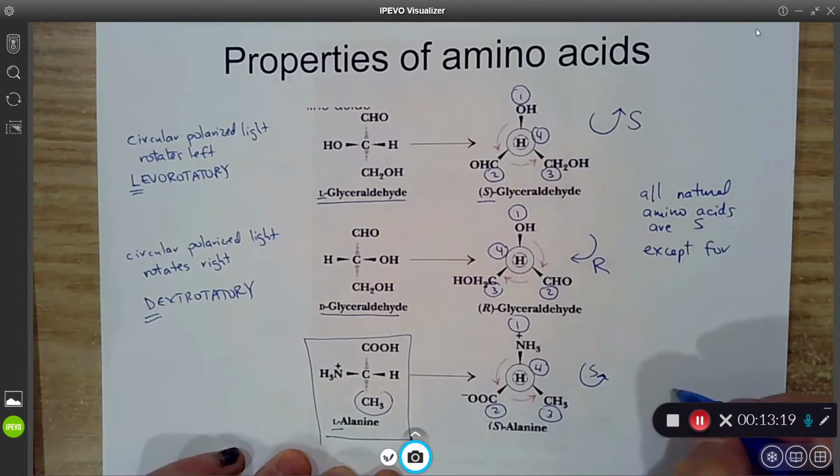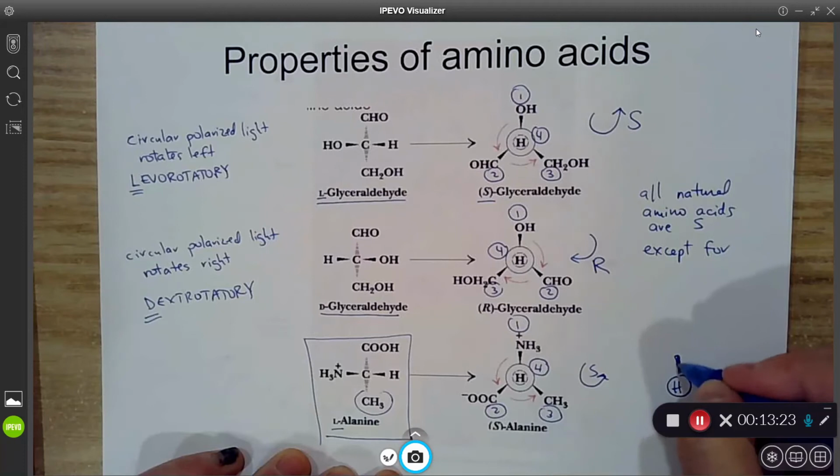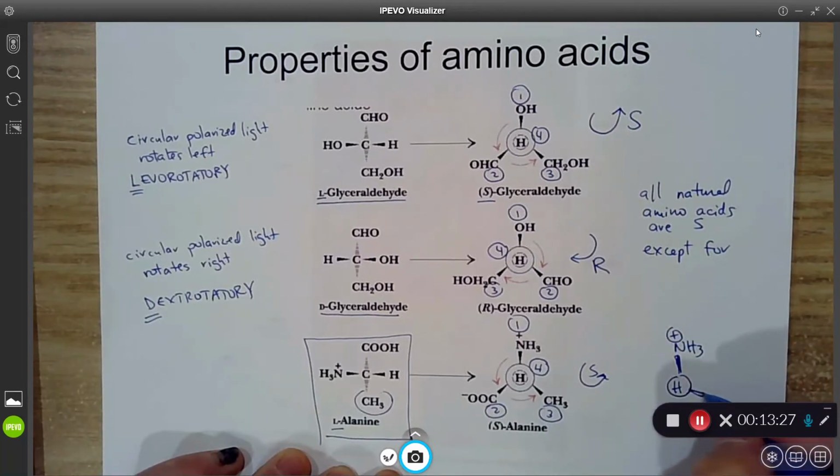Except for this one here. So here I'm just going to draw what that amino acid is. If you don't know it, it's fine. We haven't talked about it yet. But it's one of the sulfur-containing amino acids.